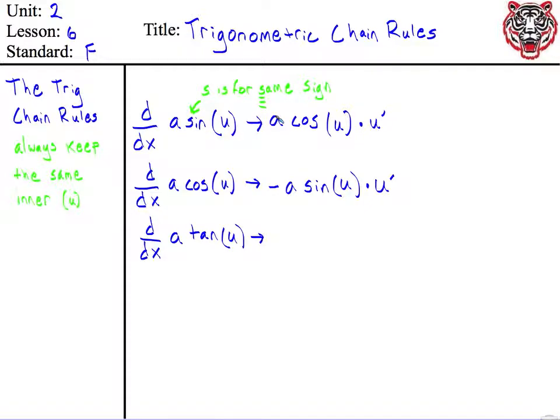What does the same sign mean? So notice how the sign over here, A sine of U, had a positive sign. And when I took the derivative, it's also a positive sign. But then cosine didn't, and it turned negative. Exactly. When I take the derivative of cosine, it's a negative. So it's not the same sign. There's no S for same sign. Whenever there's sine, it stays the same. That's the little mnemonic that you can use.